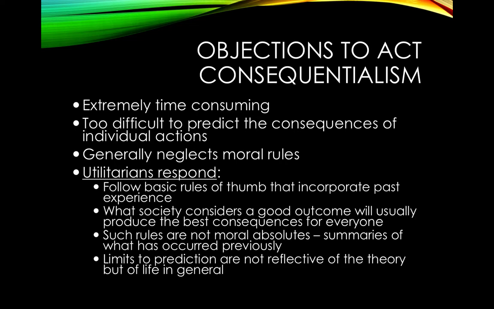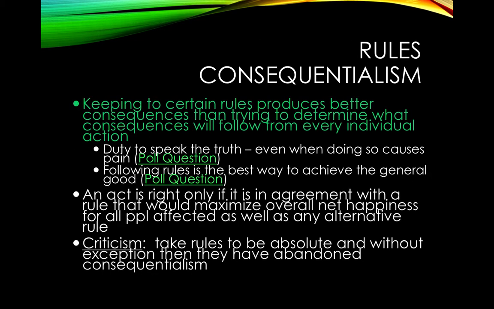Rules consequentialism says keeping to certain rules produces better consequences than trying to determine what should follow from every individual action. So we have a duty to speak the truth, even when doing so causes pain. Following rules is generally the best way to achieve general good. So an act is right only if it is in agreement with a rule that would maximize overall net happiness for all people affected. Criticism of this, though, is that if they take rules to be absolute and without exception, then they have abandoned consequentialism. So if we do that, we're getting back to that idea of absolutism.